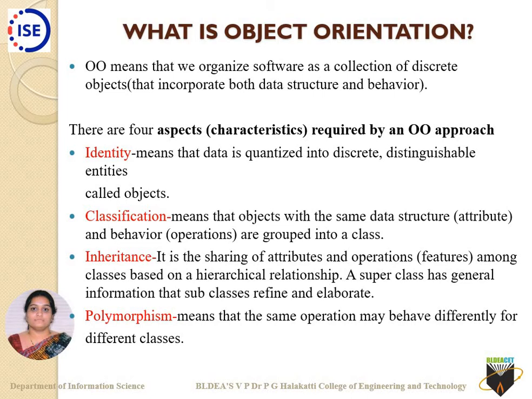Okay, what's the third characteristic of an object oriented approach? It is inheritance. What is this inheritance? It is the sharing of attributes and operations among classes based on a hierarchical relationship. Wherein you have different sets of attributes and different sets of operations, you can identify them, define them and declare them in a superclass, and from that particular superclass you can extract something. That extraction can be given out by subclasses.